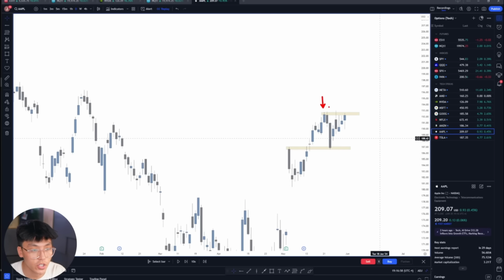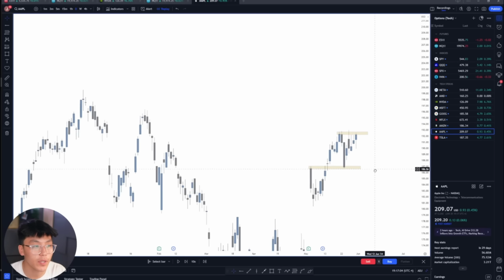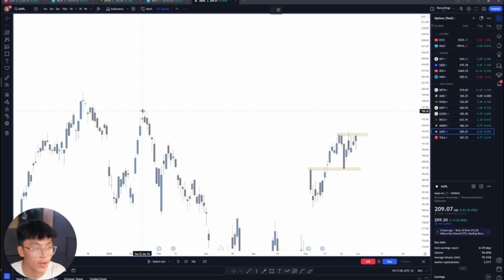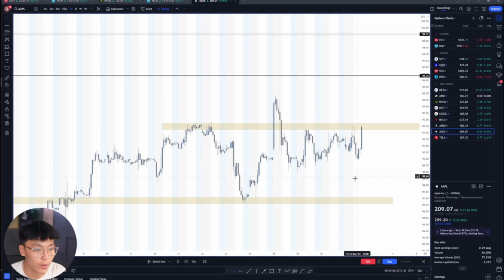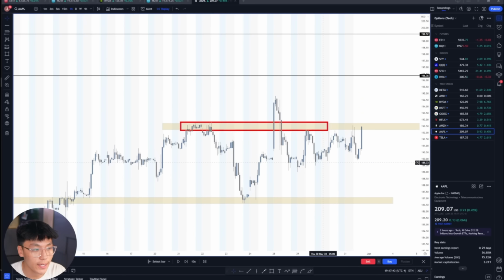Right, you can see it's currently trying to reject off this area. So these are a couple flip zones that we're going to be looking for. Of course, we also have your all-time highs level towards the upside. So now we're going to be going on to the lower time frames. So you can see now we're on the 1 hour time frame and we're going to be marking out our key levels. So you can see right here, this is what's called our flip zone.